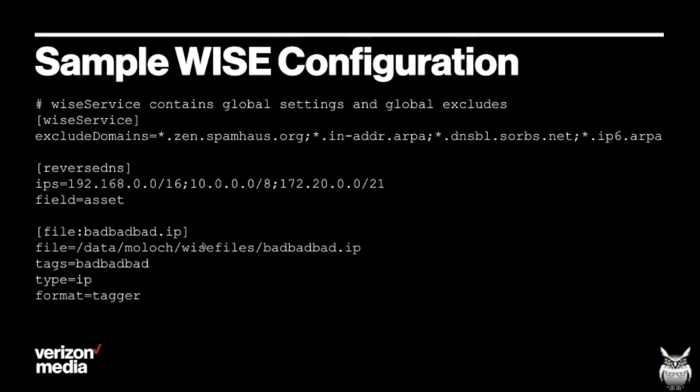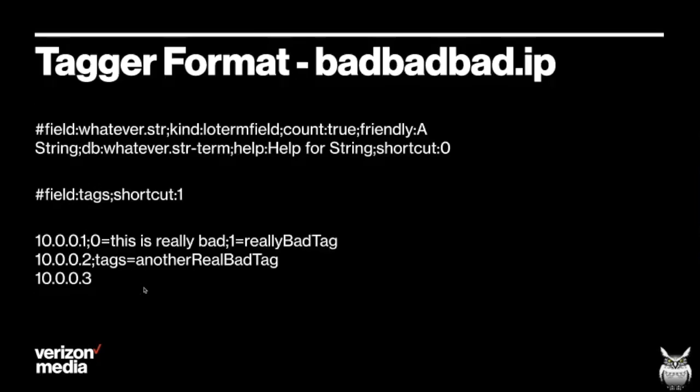The second example here, and there's more information later, is we're going to load in this file that has a list of bad IPs. And it just defines what format that file is. We support several different formats: JSON, this tagger format, and CSV, I think are the three. Tagger format is one that we made up for this original tagger plugin that we had, which was the precursor to WISE, that probably most people don't use, but it still exists.